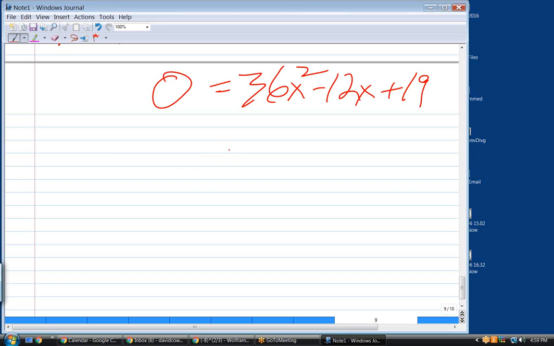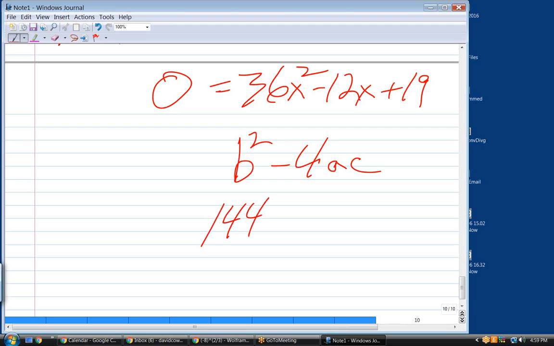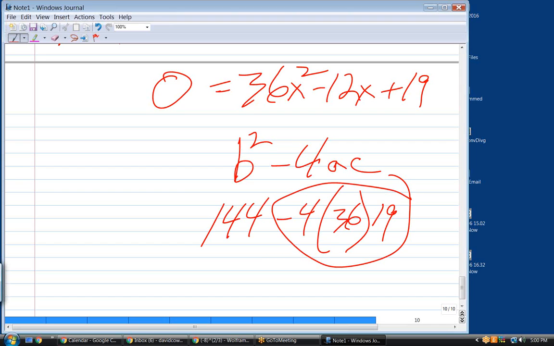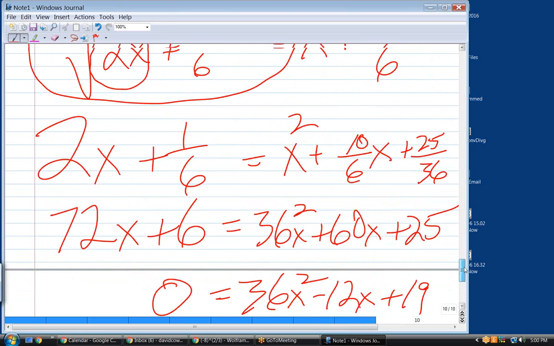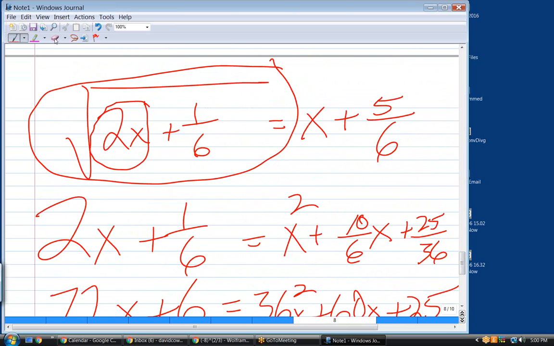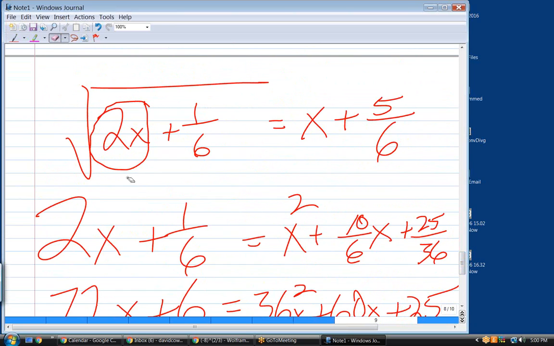In other words, we can tell by analyzing the discriminant what kind of solutions we're looking at. Well, b squared is 144 minus 4 times 36 times 19. That's a lot more than 144. So we're going to have nothing but negative. So we're going to end up with two complex solutions, which means no real solution satisfies this equation.